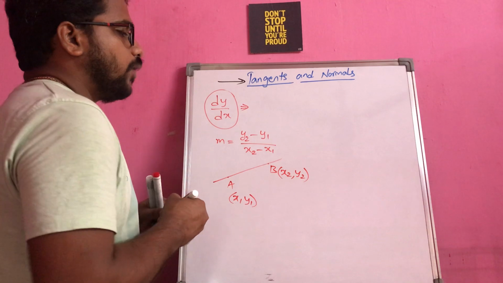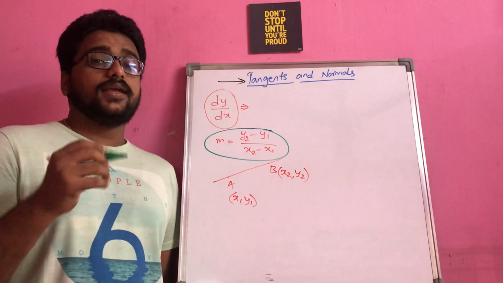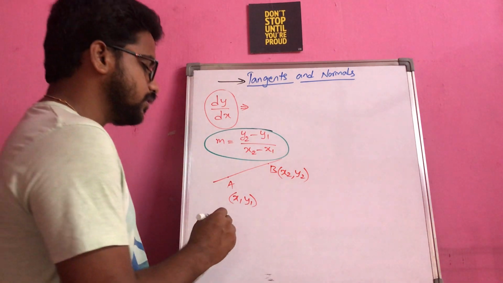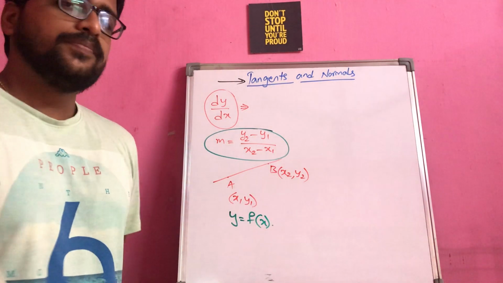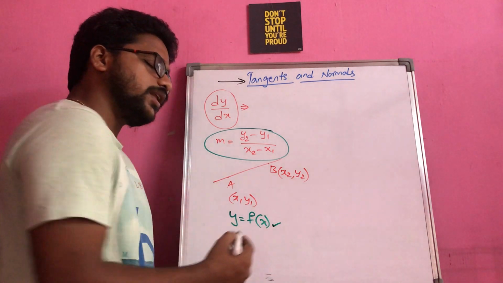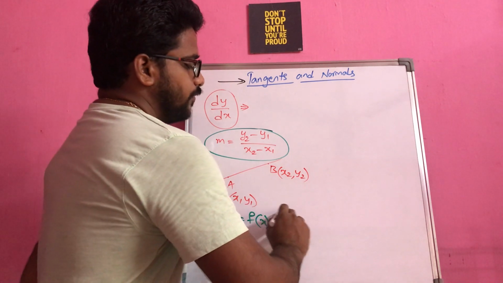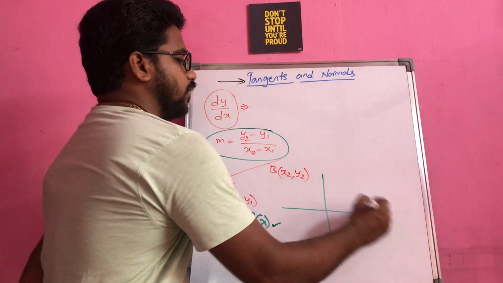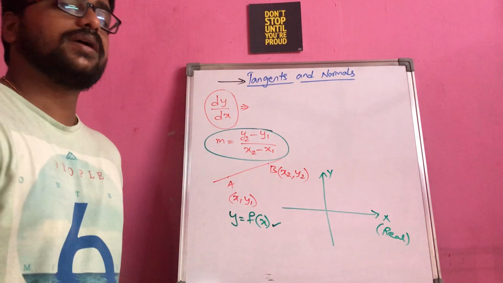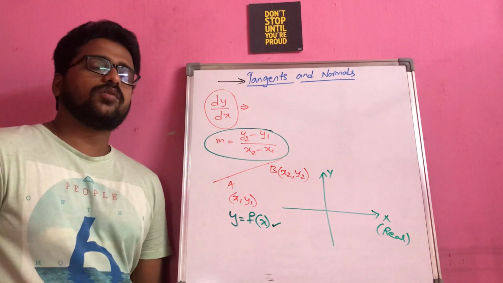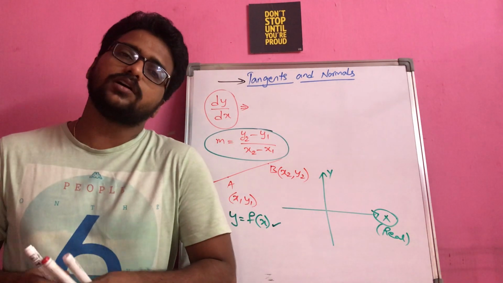Why does it have to be given in this formulation only? Simple: whatever function we usually write is generally of the form y is equal to f of x. We represent all equations in this form. If you remember, this is the x-axis and the y-axis. We usually say the x-axis is the real axis whereas y is an imaginary axis. Forget about imaginary or whatever it may be, but usually we consider x as the real axis.